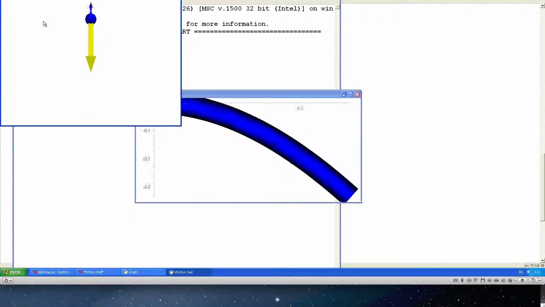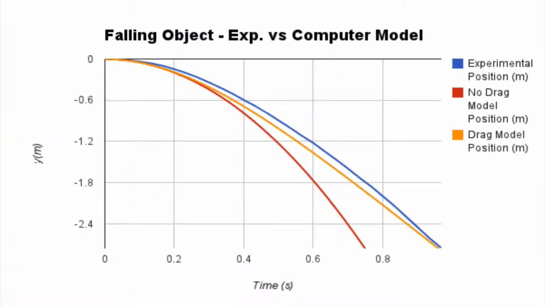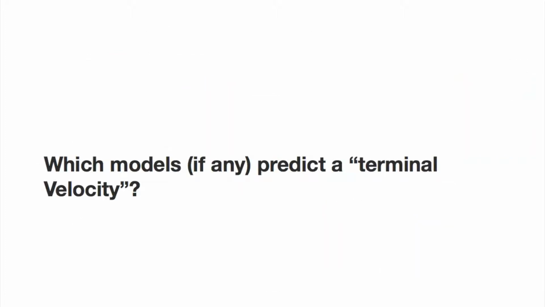Here is a video of the running model with the drag force. Here are all three graphs. The experimental position is the blue graph. We can see that the model with drag force, beige, predicts object position much better than the model with 0 drag force, red. Which models predict a terminal velocity?